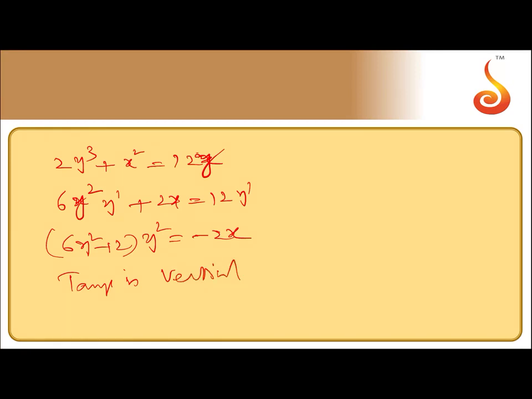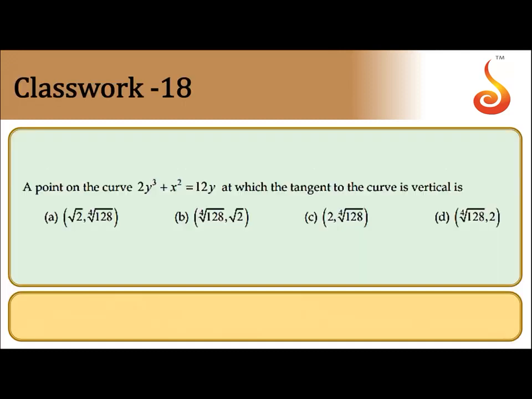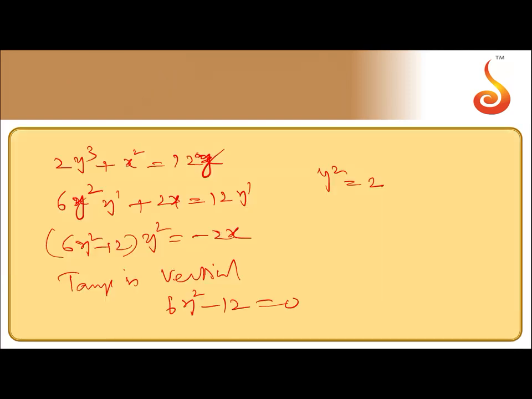vertical. Tangent is vertical means that the coefficient of y dash, 6y square minus 12, has to be 0. That means y square must be equals to 2. So y square is equals to 2. So definitely the slope, what do you require to calculate? Y square is equals to 2 means y equals to plus or minus root 2 is the only choice option there. I think it is D answer.